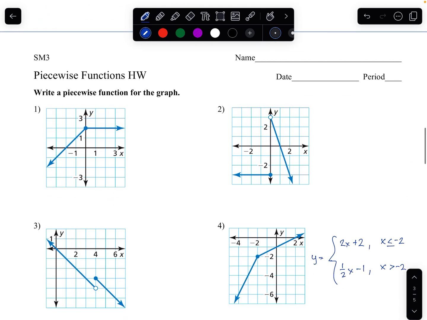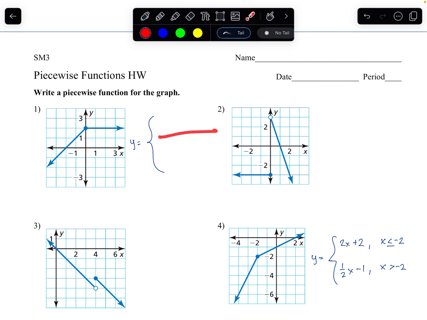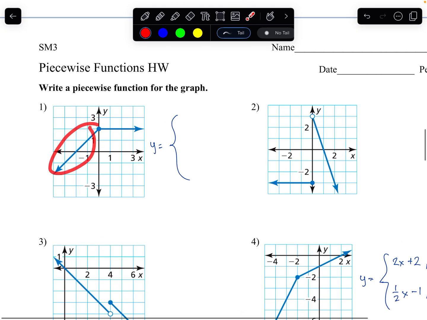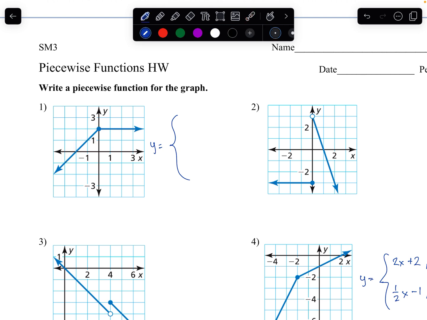Okay, on to piecewise functions. Write a piecewise function for the graph. So in this case right here, we'll do y equals. We're going to have 2 different parts of this graph right here because we have 2 equations. So starting with the furthest most left, let's get an equation for this piece right here. I can see that we have a slope of 1, okay, and a y-intercept at 2. So that part of the equation is going to be x plus 2. And for values x is less than, I'm going to say equal to 0.